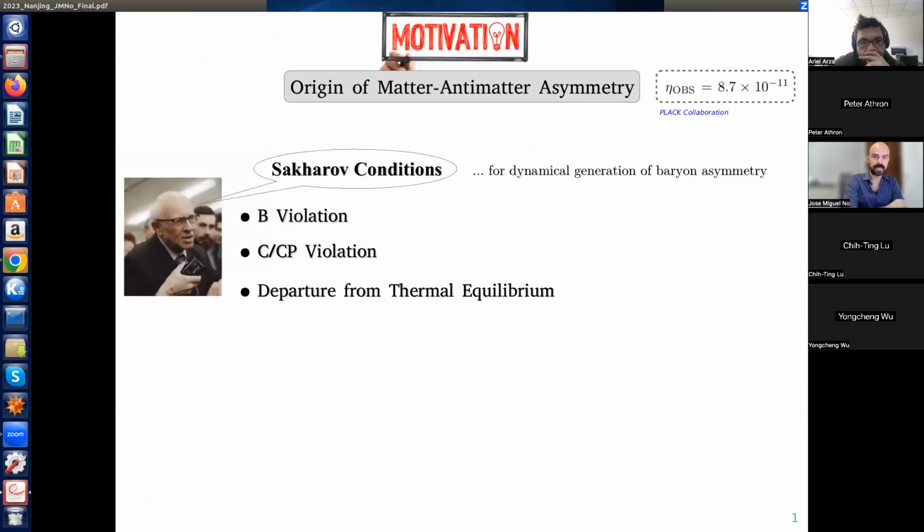So let me start with my motivation, which is, as the title suggested, the origin of the matter-antimatter asymmetry, which is trying to explain this number here. Do you see my cursor? Yes. Okay. So trying to explain the baryon to entropy ratio measured, for example, by the Planck collaboration. And in order to dynamically generate a baryon asymmetry, we need to fulfill the three so-called Sakharov conditions: baryon number violation, C and CP violation, and departure from thermal equilibrium.